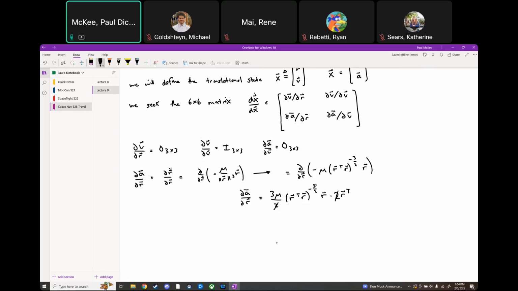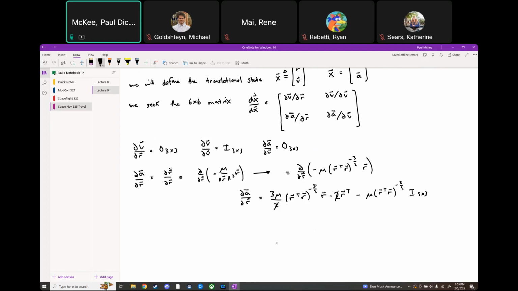Okay. Now, all of that is the derivative of the first times the second. So that's 2d1 in this case. We still need to do 1d2. So that would be minus mu r transpose r to the negative 3/2. And then the derivative of r with respect to r is the identity matrix. 3 by 3 identity matrix.